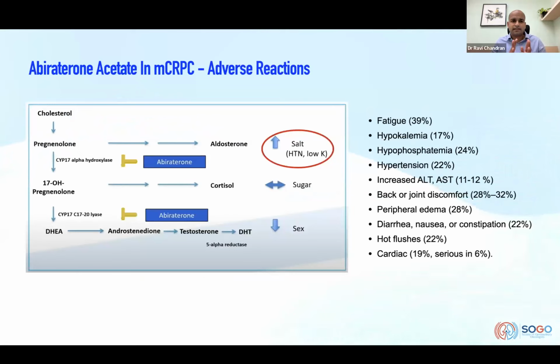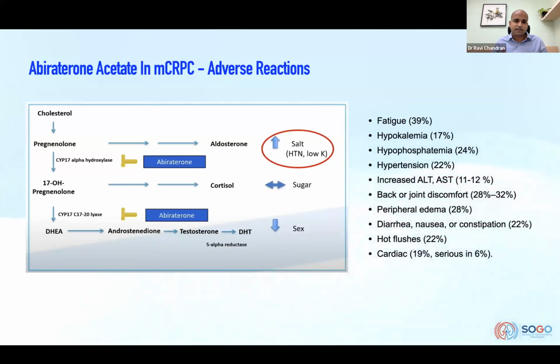Coming to the side effects of abiraterone, we need to understand how abiraterone acts and what leads to the complications which we see in day-to-day practice. One, abiraterone, we all know, is a cytochrome P450 17 inhibitor. Because of the CYP17 alpha hydroxylase inhibition, pregnenolone gets stranded, and this pregnenolone is diverted towards more production of aldosterone, leading to hypertension, hypokalemia, hypophosphatemia, and peripheral edema. And since pregnenolone gets stranded, there is no downward pathway.